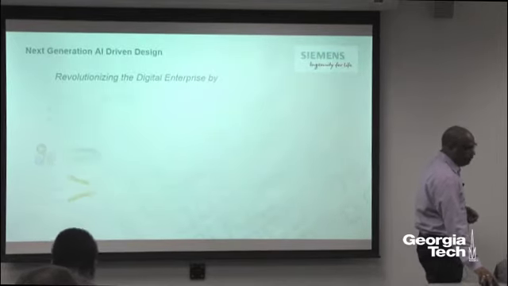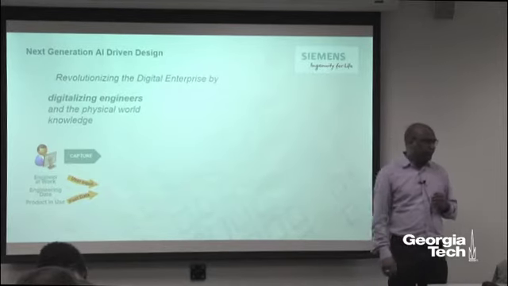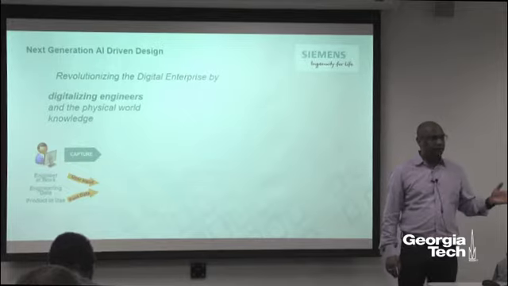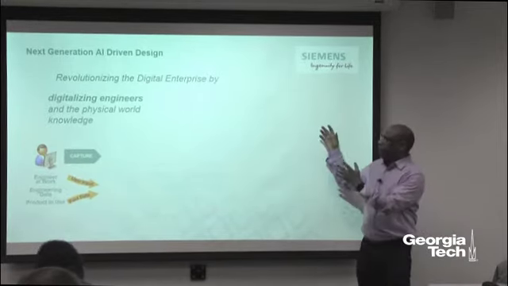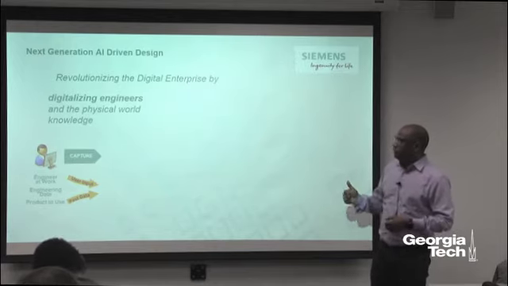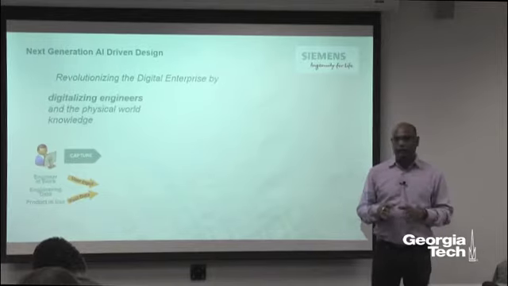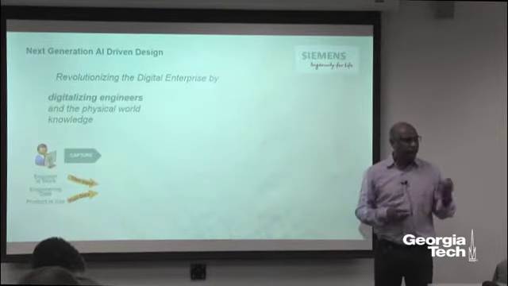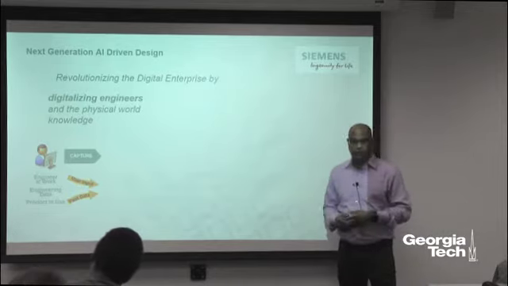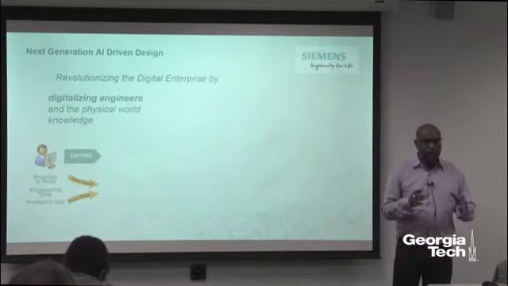So what we want to do is revolutionize the digital enterprise, or this whole process, in two steps. One is digitalizing the engineer and the physical world knowledge. Now, what does it mean? This overall approach we are going towards is a knowledge-based, knowledge-oriented approach. What we want to do is capture the knowledge as much as possible from wherever it can come. Starting from the human engineers who have knowledge inside their head, how do you capture the tacit knowledge? Or the knowledge coming from the engineering data. It can be a specification sheet or any other kind of data regarding the problem.